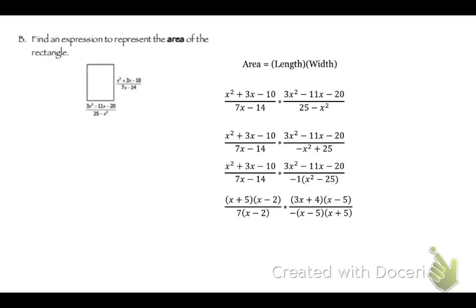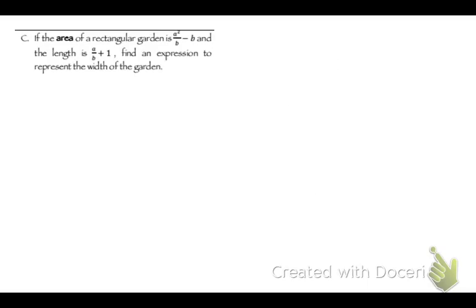I get x plus 5, x minus 2 over 7, x minus 2, times 3x plus 4, x minus 5, over negative x minus 5, x plus 5. Those x plus 5's cancel. Those x minus 2's cancel. Those x minus 5's cancel. And I'm left with 3x plus 4 over negative 7. And you can just pull that negative clear out to the front. So you get negative 3x plus 4 over 7. Okay?